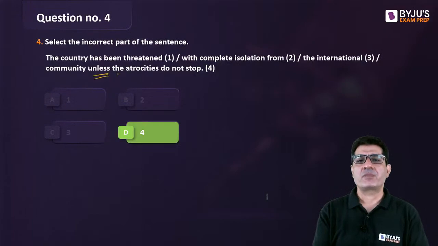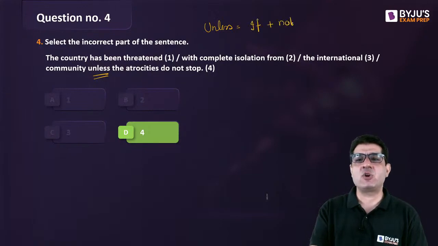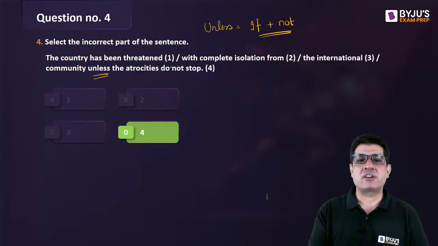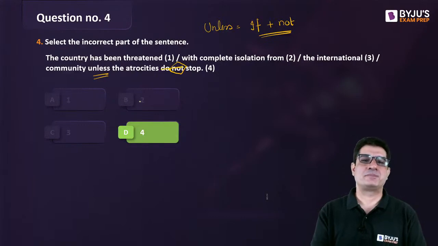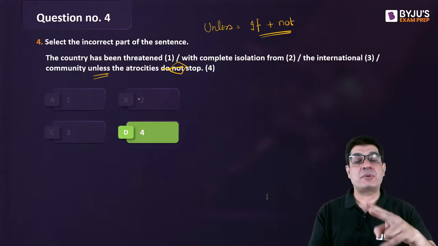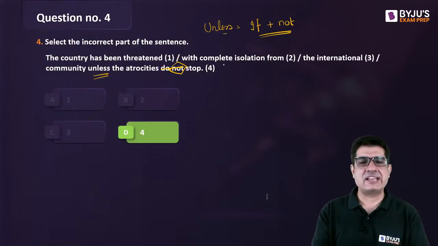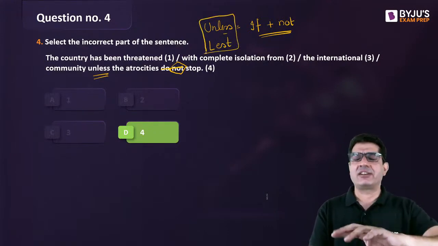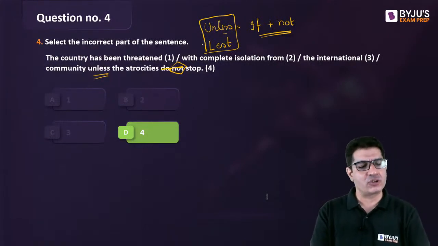And the reason is, unless is already a negative word. Okay, unless is created by combining if and not together. So because we've used unless, we are not supposed to use a not here. This not is incorrect. So it should be unless the atrocities stop. So there are 2 conjunctions where people at times make this mistake. One of them is unless and the other one is lest. So both of these are negative, and the clause that they head is not supposed to have a not in there. So D it is.